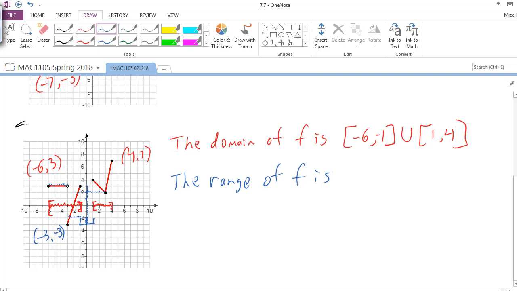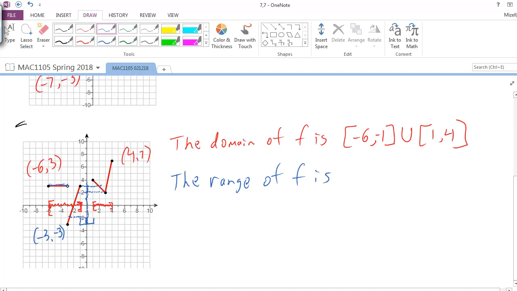Goodness, there are a lot of points on the graph that have a y-coordinate of 3. There's that one right there, there's that one right there, and all of those have y-coordinates of 3. So we keep on working our way up. I haven't found any gaps.